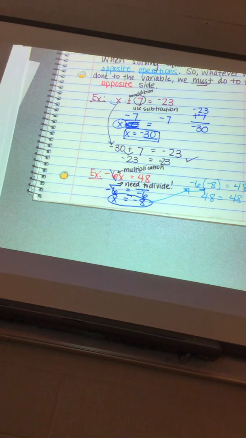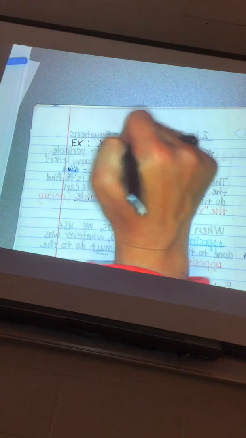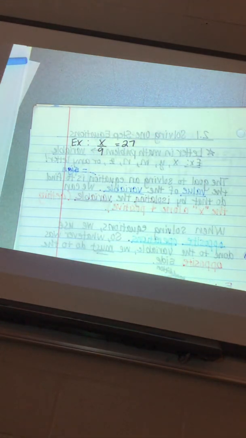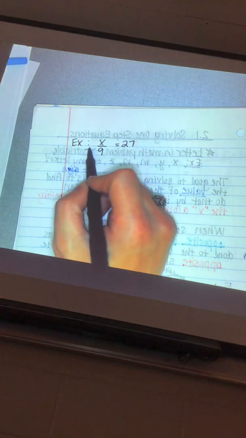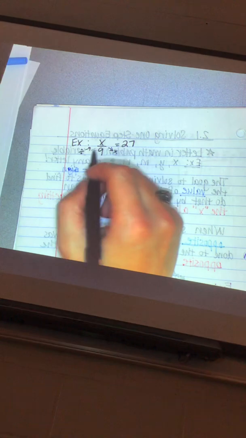We are going to do one more. I know I said one more a while ago, but we're going to do one more because I want you to see a one-step problem with division. So x over 9 equals 27. So what we have here, dividing the x by a number, this is division. So we've got to multiply. Okay? So we're going to multiply both sides by 9.